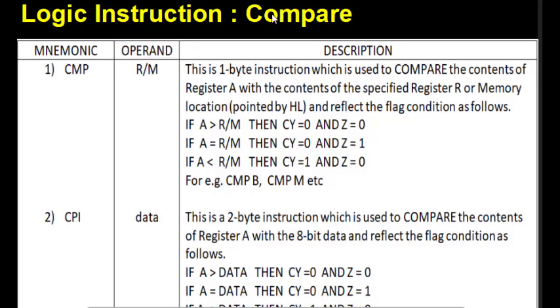Now we will see some more logic instructions, that is compare. So we have CMP R, CMP M and CPI data. So let us see the first one, CMP R or CMP M. This is a 1 byte instruction. It is used to compare the contents of register A with the contents of the specified register or the memory location which is pointed by the HL register pair. Now there can be 3 cases. Let's see this in detail.